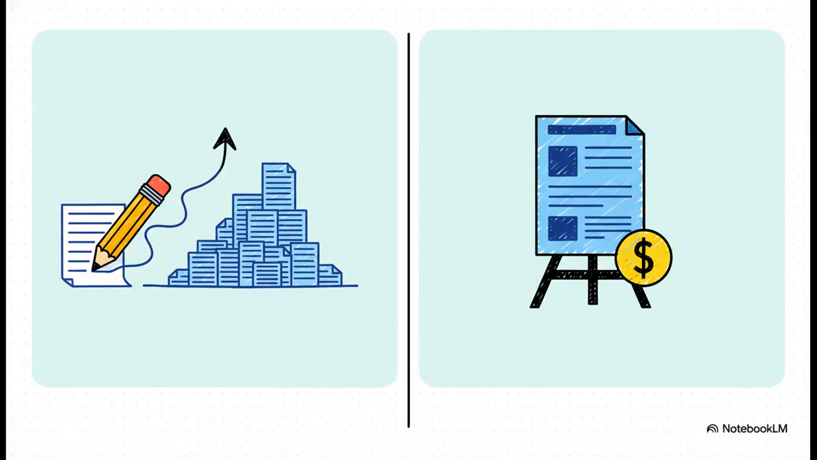So let's put these two side by side so you can see the difference. If you need a constant stream of blog posts where volume and consistency are key, per word is probably your go-to. But if you need a single, really powerful brochure where the impact of the entire piece matters most, per page gives you a nice predictable cost for that one creative asset.